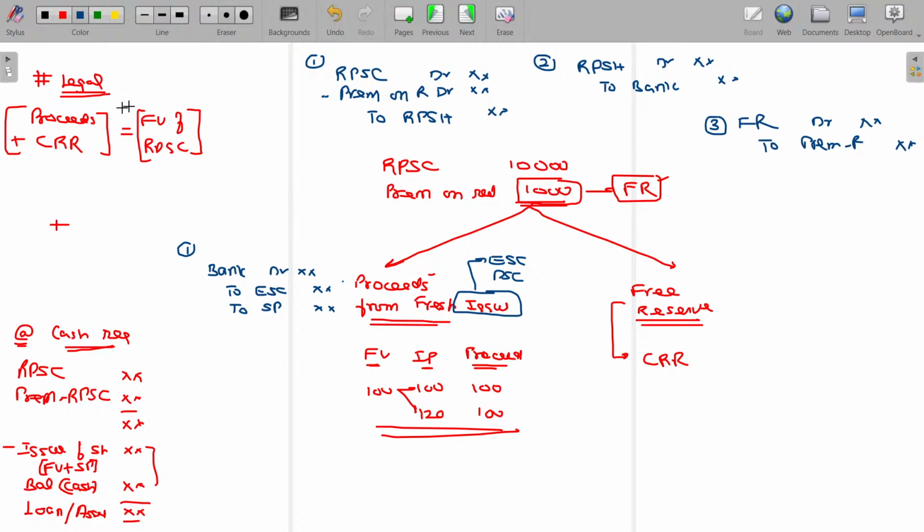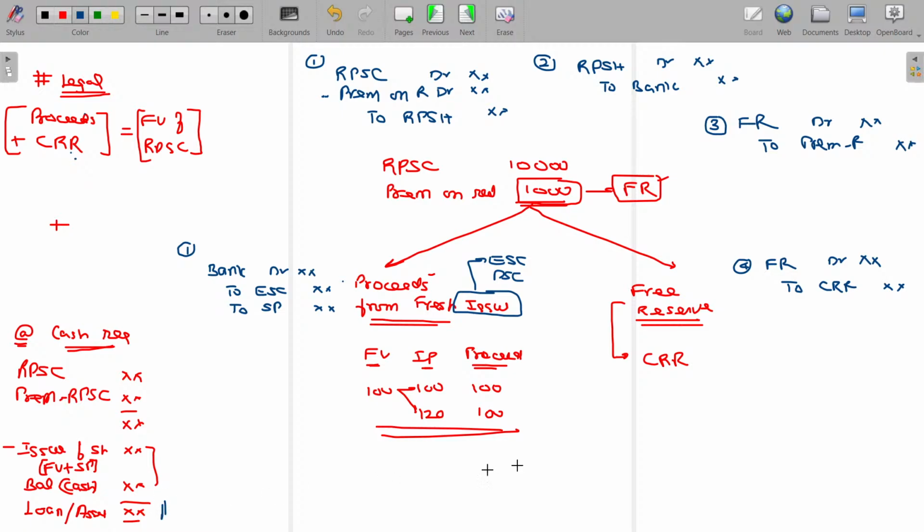While calculating, profits plus CRR should be equal to the face value of redeemable preference share capital. If there is any shortage, find out the balance. That balance will be transferable from free resource to CRR account. Clear? These are the 4 entries.